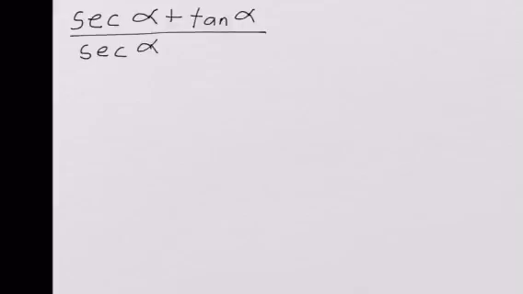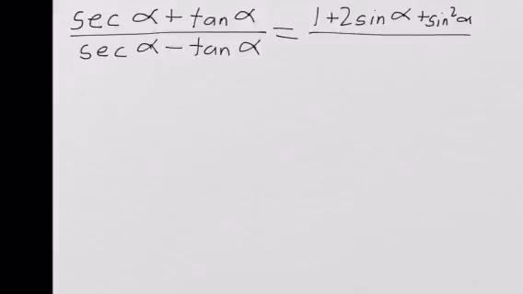So in this one, the identity I'm going to give you is the secant of alpha plus the tangent of alpha over the secant of alpha minus the tangent of alpha is equal to 1 plus 2 sine alpha plus sine squared alpha over cosine squared alpha.